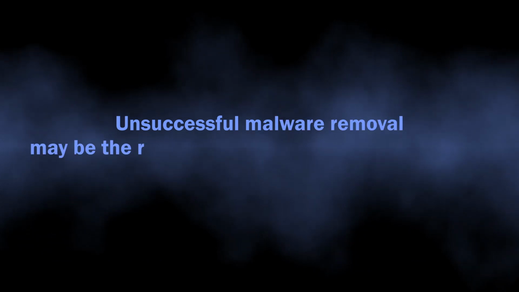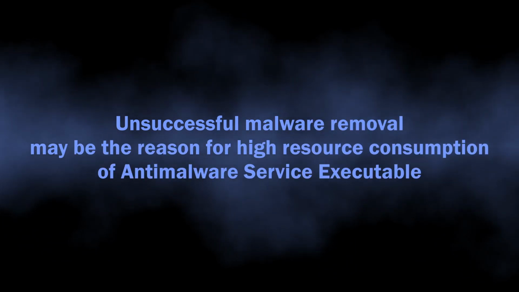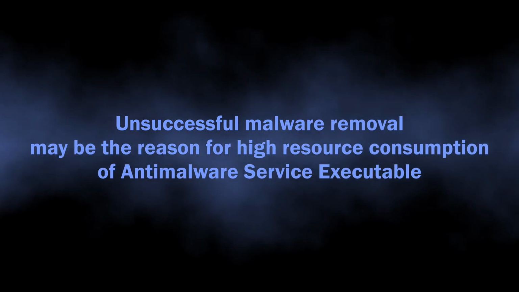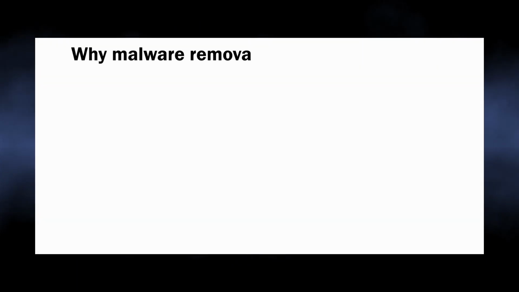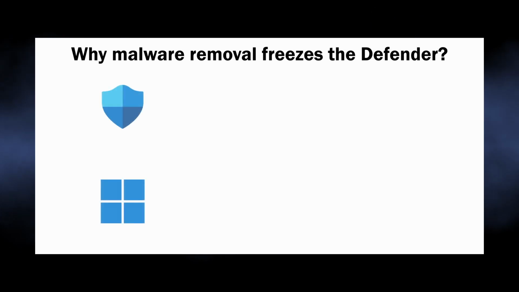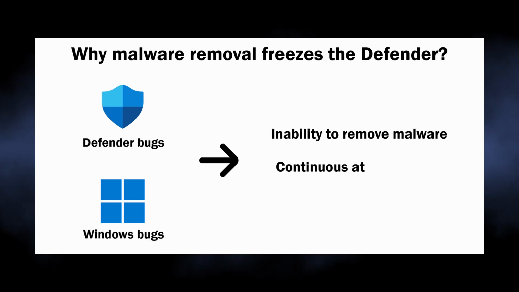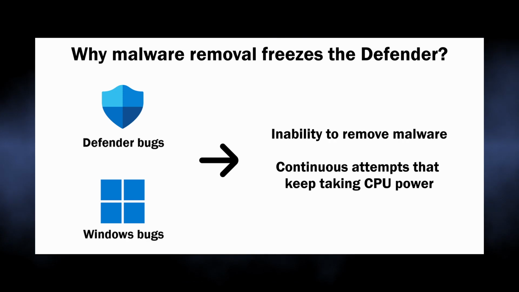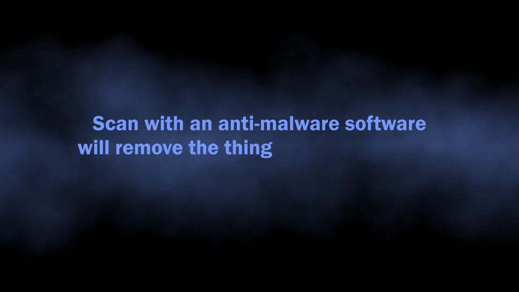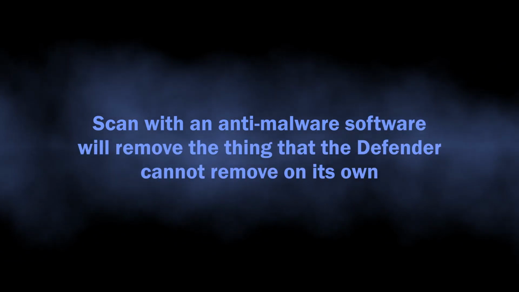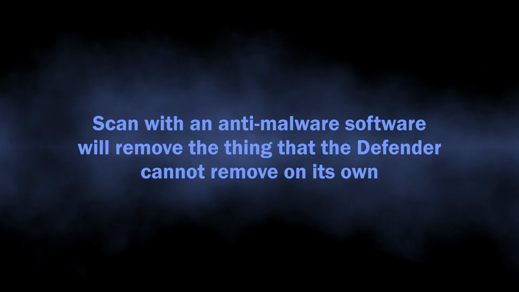One more situation where Antimalware Service Executable can take a lot of CPU power is failing malware removal. You see, Microsoft Defender is quite a bit on a bugged side, both because of its own issues and ones caused by Windows. Due to the issues with file handling, it simply freezes on the removal stage, continuously taking a lot of CPU power for effectively doing nothing. In this case, the best option is to scan the system with a different anti-malware software. This will remove the thing Microsoft Defender struggles with.